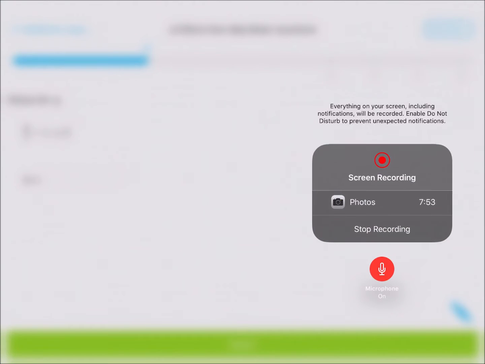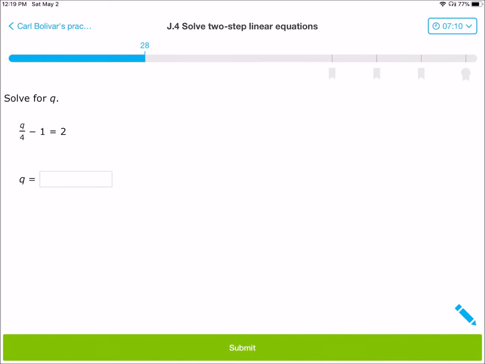Let's see if we have audio. Yes, we do have audio.